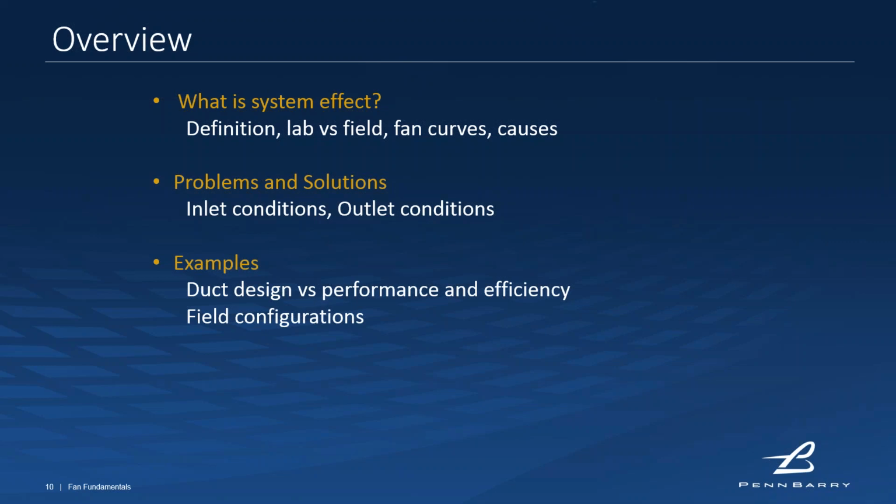So here's what we're going to do. We're going to define system effect. What is it? How is it in the lab versus the field? Go through some fan curves, some causes. Then we're going to look at inlet and outlet conditions that cause this and ways to mitigate it. And then finally, we will look at a numerical example as well as some pictures taken from the field that show problematic installations.